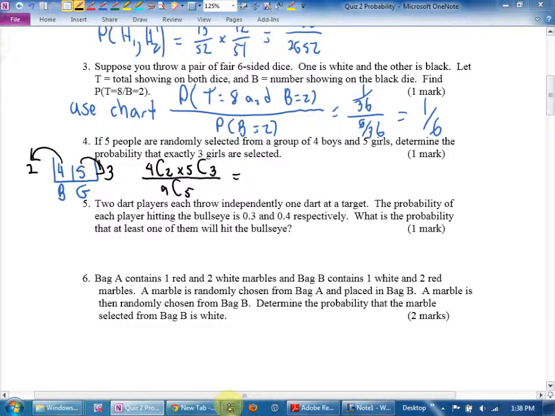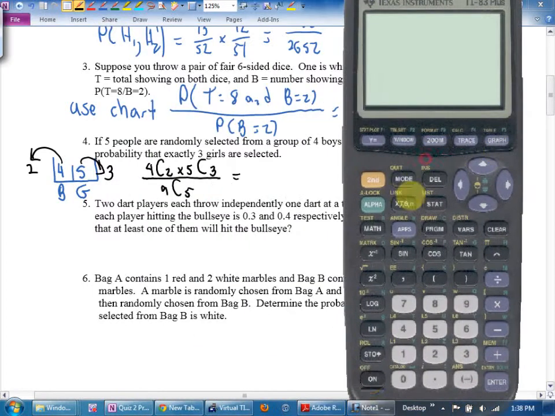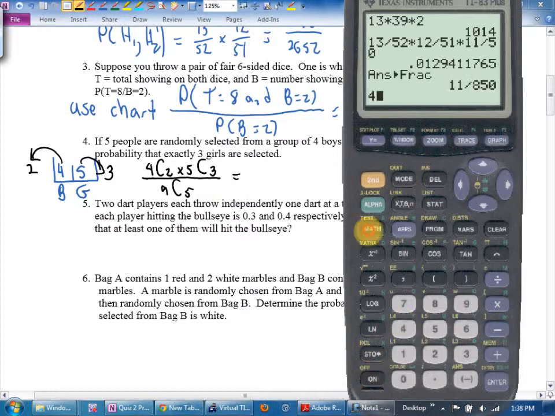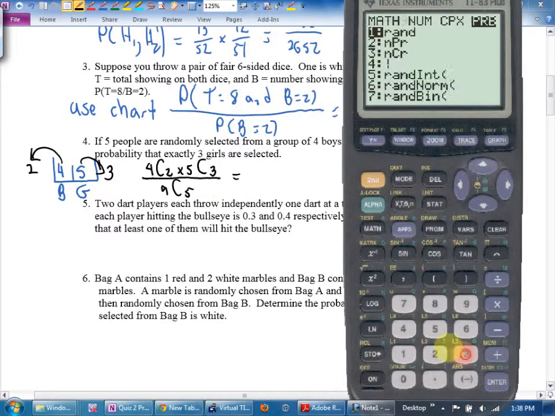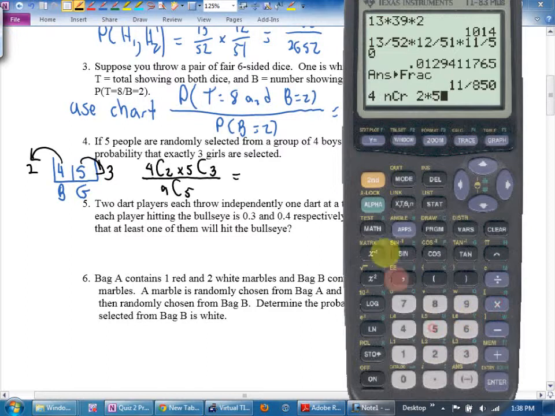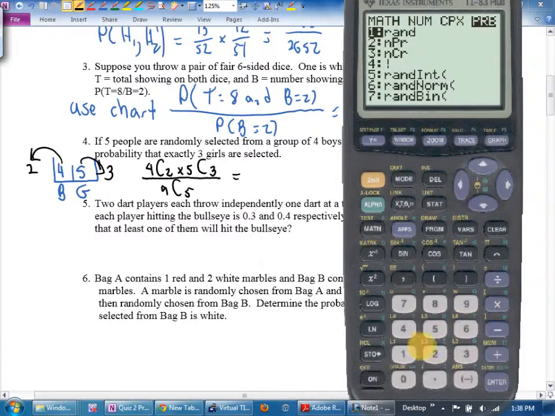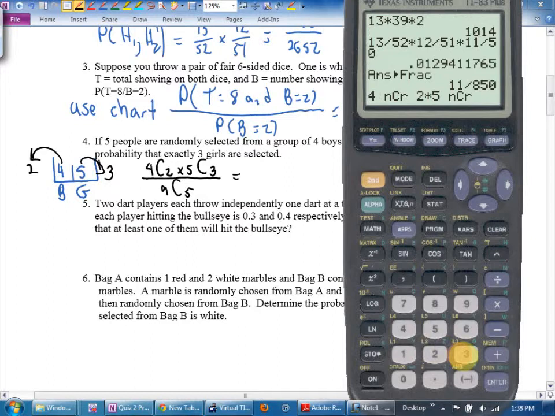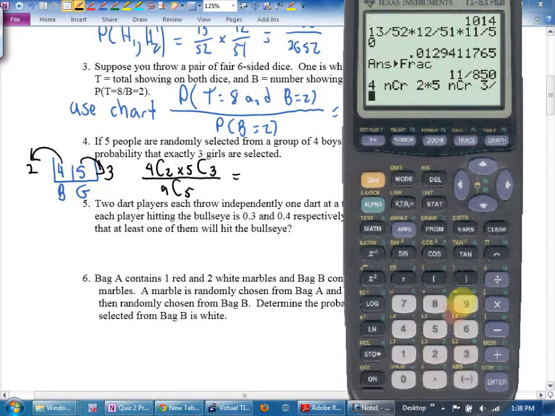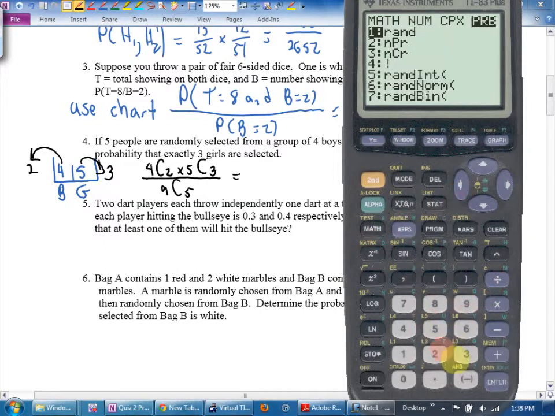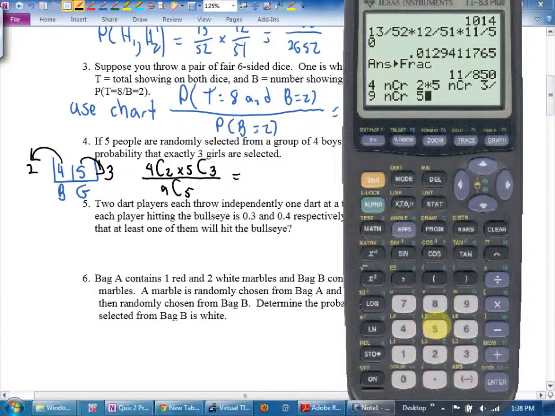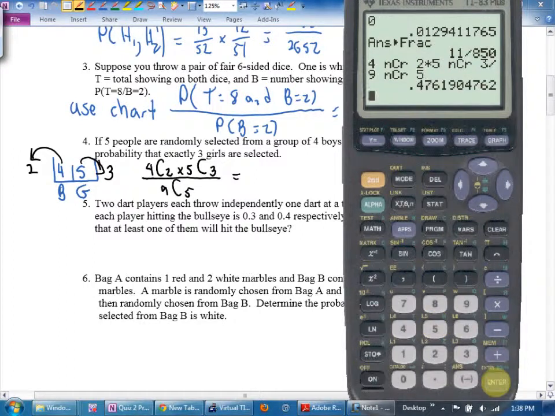Here we go. 4, math, choose 2, and 5, math, choose 3, divided by 9, math, choose 5. Double check, have I typed it in right? 4 choose 2, 5 choose 3, 9 choose 5, and lo and behold, I get an answer of 0.4762.